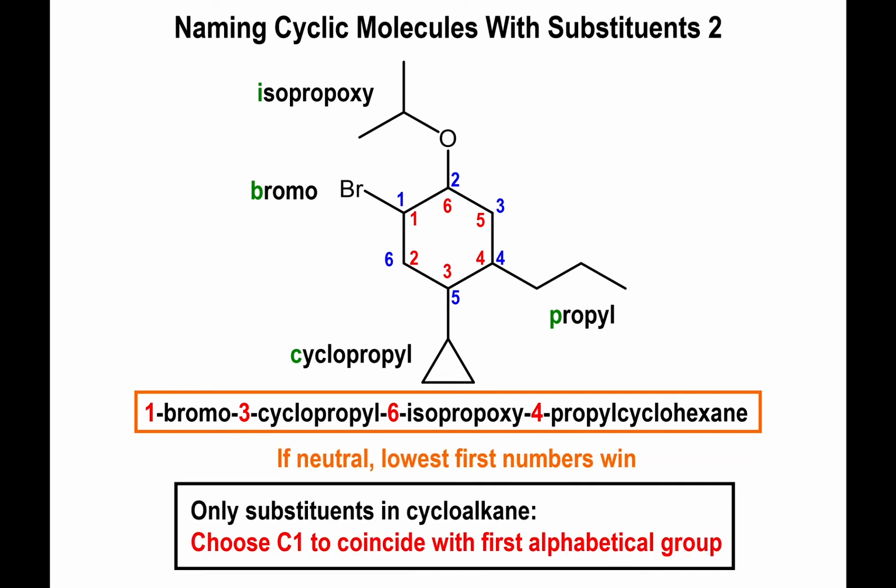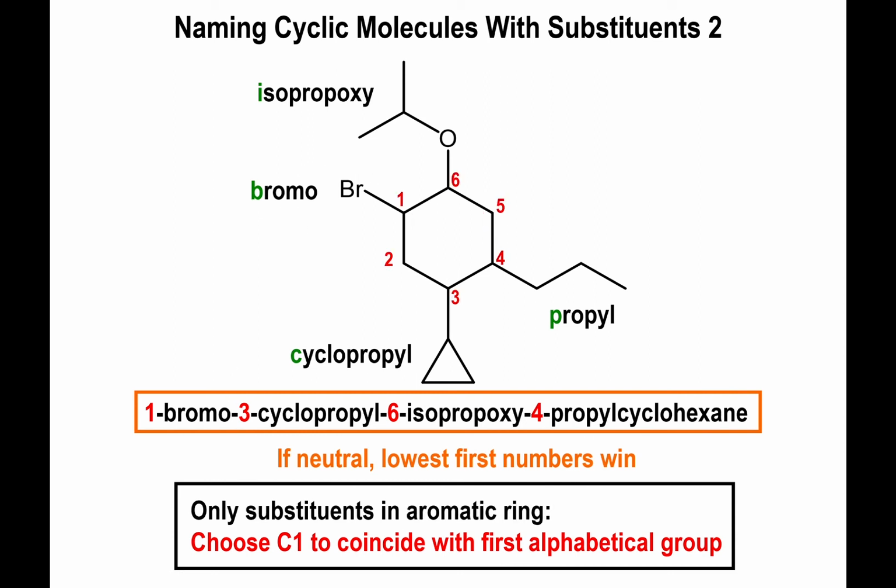All right, so this is kind of the trick. Choose C1 to be the one that contains the substituent that appears alphabetically first, and that will help you out. This is in the absence of functional groups. Functional groups always take priority, but if you do not have functional groups, go for the substituent that alphabetically comes first in the name.